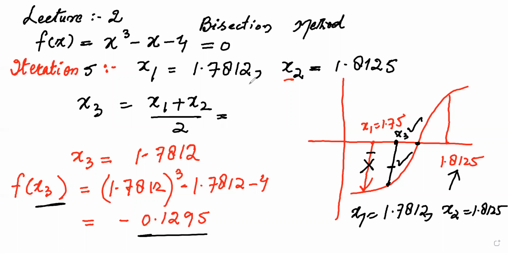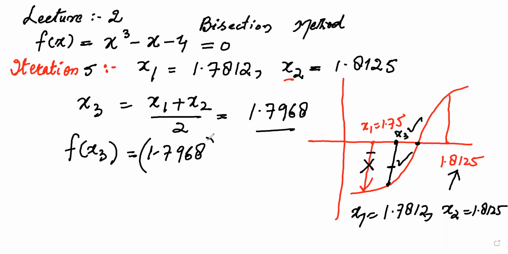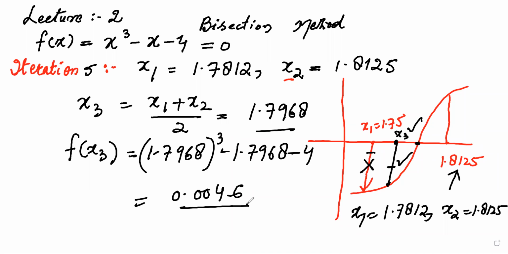So x3 comes out equal to 1.7968. Once you have calculated the value of x3, you have to calculate the value of f of x3. Repeat these steps, calculating f of x3 and seeing whether f of x3 is positive or negative. That is 1.7968 cube minus 1.7968 minus 4, and that comes out equal to 0.0046. This is positive.